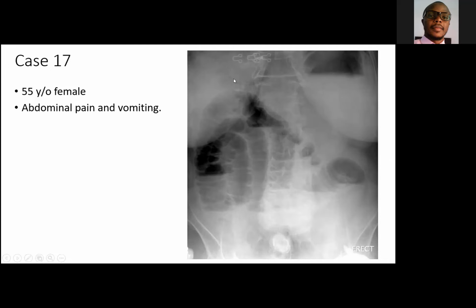And yeah, as I said, it's not the best quality exam, but you can see some lucency here centrally in the right upper quadrant. This is pneumobilia, or gas in the bile ducts. And so this is gallstone ileus.